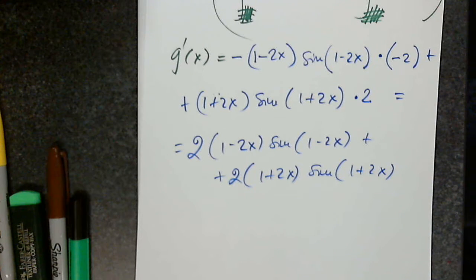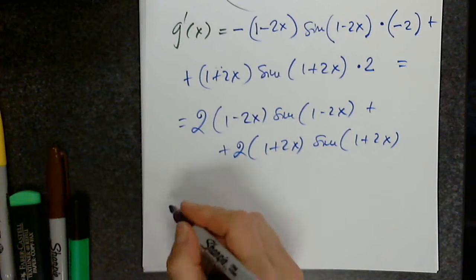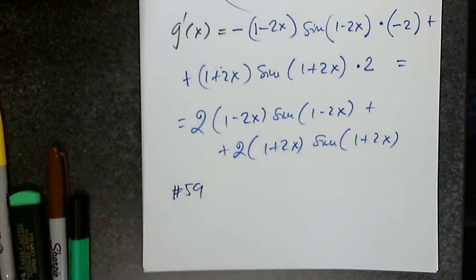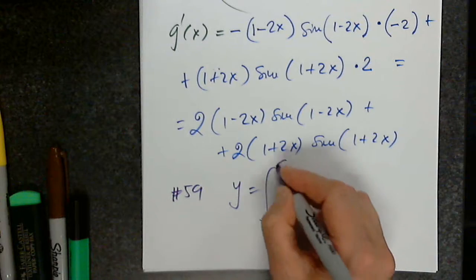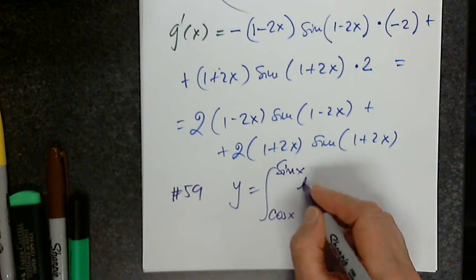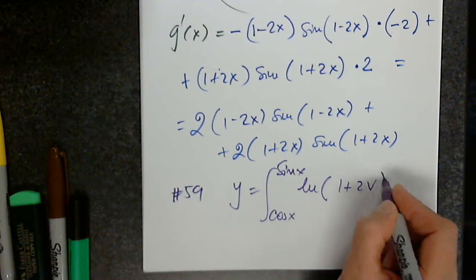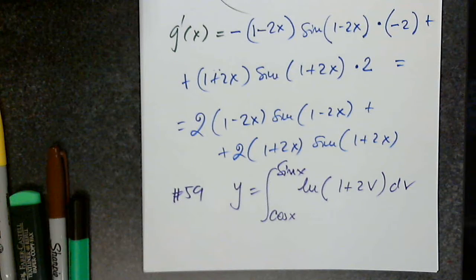Okay, before we look at more application of this, in part 1, I would like to choose another. This was 56. Okay, I will choose 59. 59 is y equals the integral from cosine x to sine x of natural log of 1 plus 2v dv. 2 minutes.